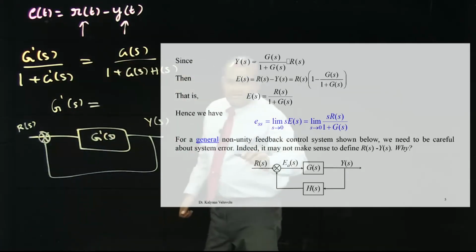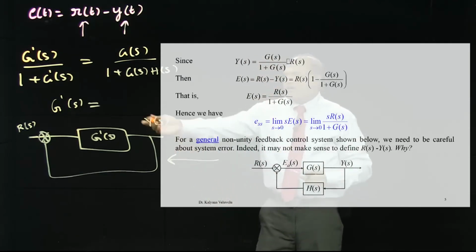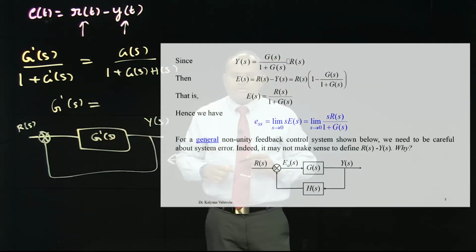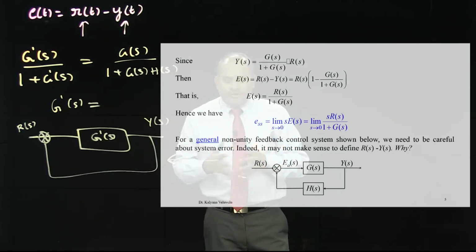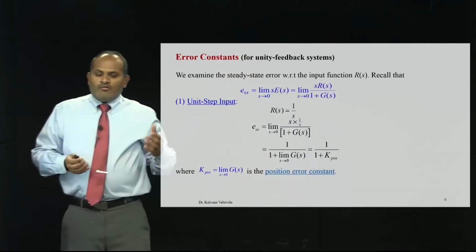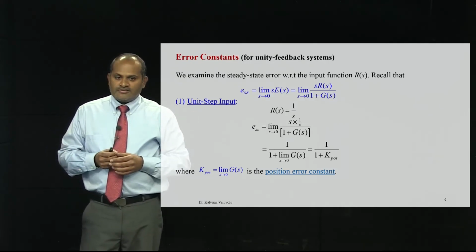So, the same transfer function will be equal to this function. Once you solve the term g dash of s, that will be inside here. So, you can always use a simple procedure to transform non-unity feedback systems to unity feedback systems. Now we can proceed to identifying the error constants for unity feedback systems.